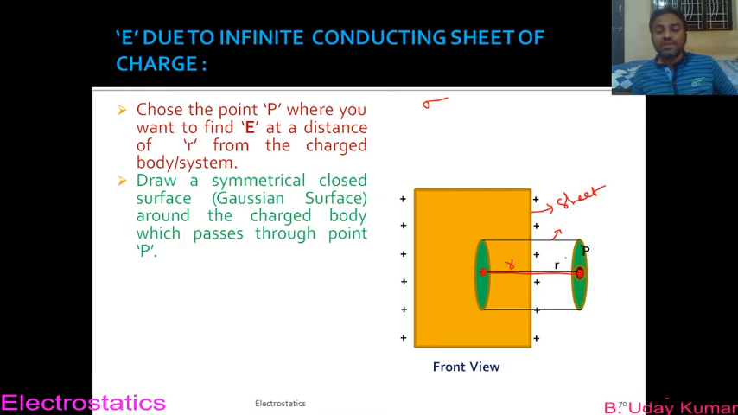This point P is present outside the sheet, and the same point P will be present even inside the sheet also. Remember, in the case of a non-conducting sheet of charge, this point P was present outside the sheet, either on the left side or on the right side. The sheet was there, and the point P was always outside, but here this is different, that you have to understand.